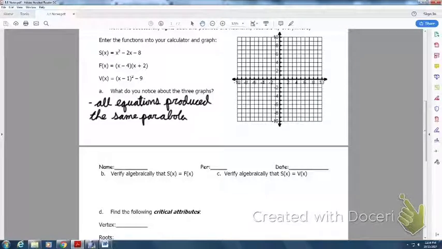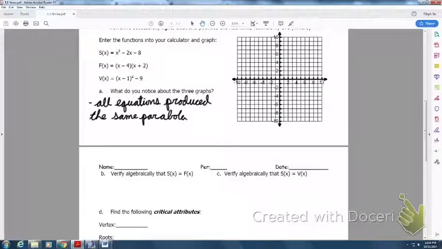Okay, so looking at all of these, S of x, the standard form. Ashlyn, what piece of information does the standard form give us? Okay, and so what would the y-intercept be in this form? You need to just look at the equation. See if you can find it just by looking at the equation.